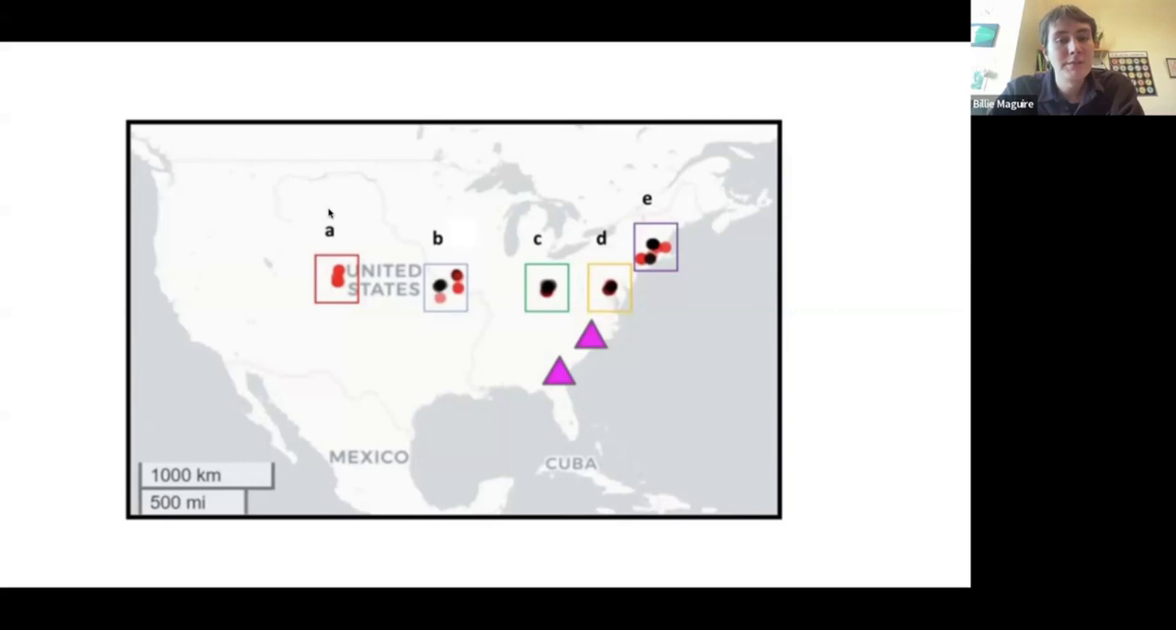We generated whole genome data from these individuals, and we can look at single nucleotide polymorphisms to look at signatures of divergent selection across the range, which might be signatures of local adaptation and local specialization that could be driving dietary generalism in our species.